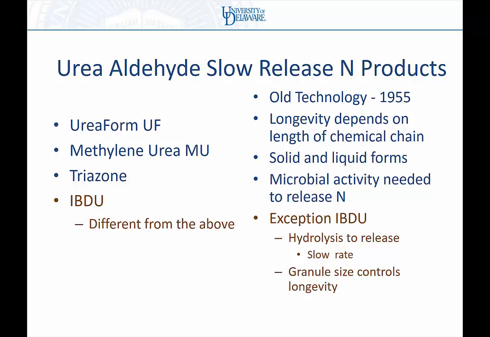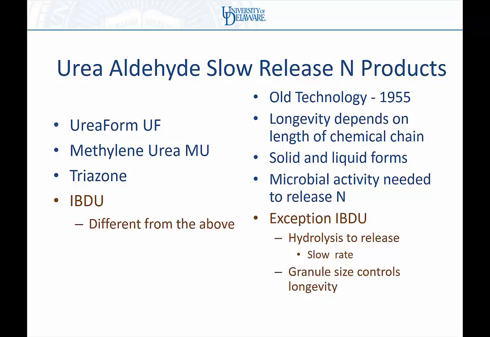Did some research on IBDU back in the early 80s in vegetable crops, great nitrogen source, and as long as you're doing an even watering job, say under drip irrigation under plastic, you can have a pretty good release pattern. Problem is it costs too much. And we could never get it economically to give us the benefits that we needed.